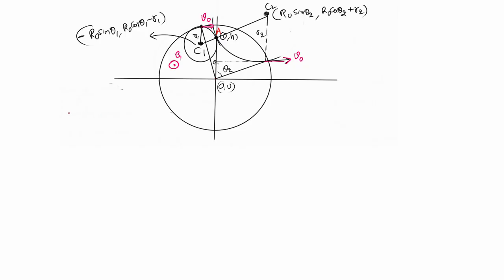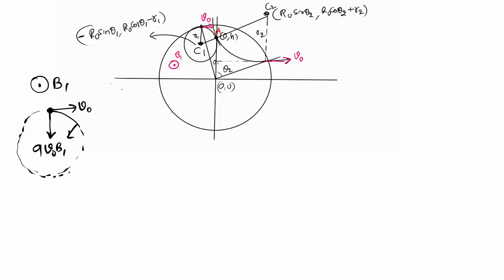Because when the particle moves with speed v naught and there is a magnetic field upward, what happens? It will experience a force of q times v naught times B1 towards the center. So it turns its direction, and this force is continuously acting towards the center. If I create the first circle here, you can see this is the central force, called the centripetal force. In this case, the centripetal force is q v naught B1.